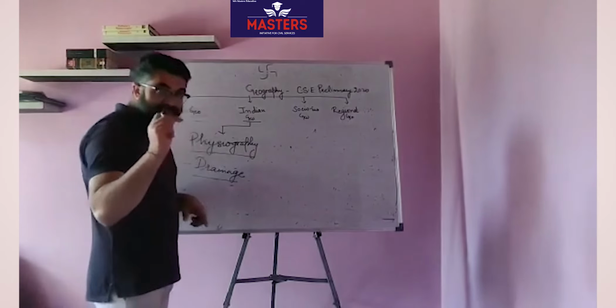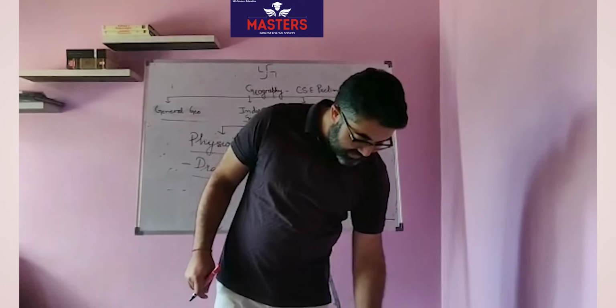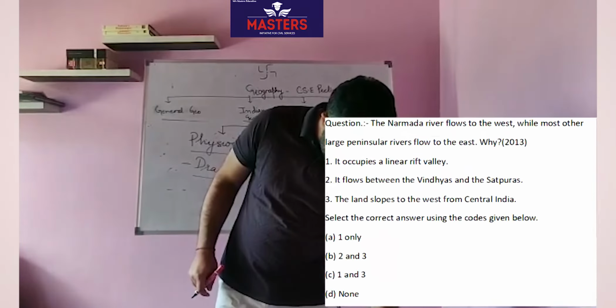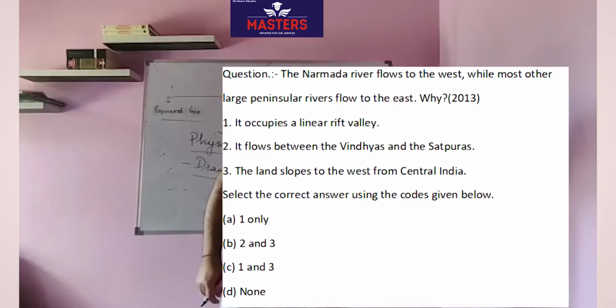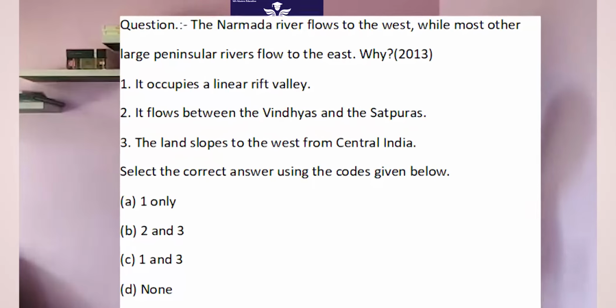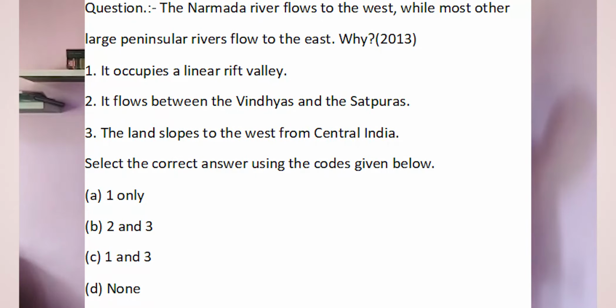In drainage system, there is one more question that was asked, I think in 2013. The Narmada flows to the west, while most of the large peninsular rivers flow to the east. Why? It occupies the linear rift valley. It flows between the Vindhyas and the Satpuras. The land slopes to the west from central India. Select the correct answer using codes given below: 1 only, 2 and 3, 1 and 3, and none.